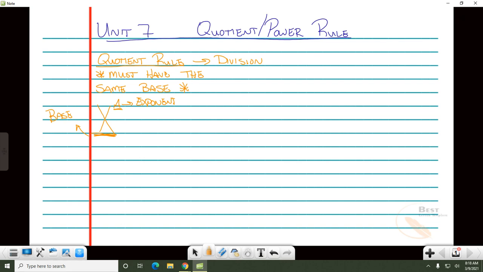So with the quotient rule, let's say I have 3 to the 4th power over 3 squared. Those should always have the same base. They're both 3. All we're going to do with those is subtract them. So it'll be 3 to the 4 minus 2, which will just give me 3 squared. So all we're doing here is subtracting with our quotient rule.